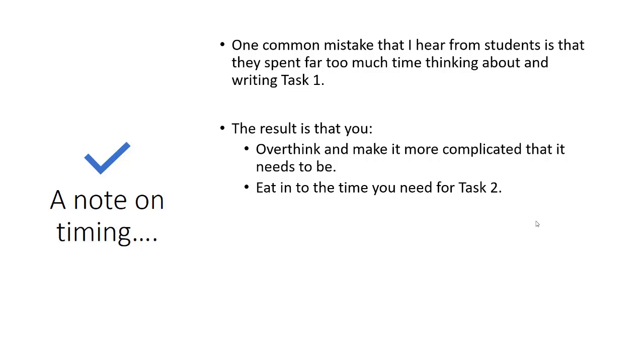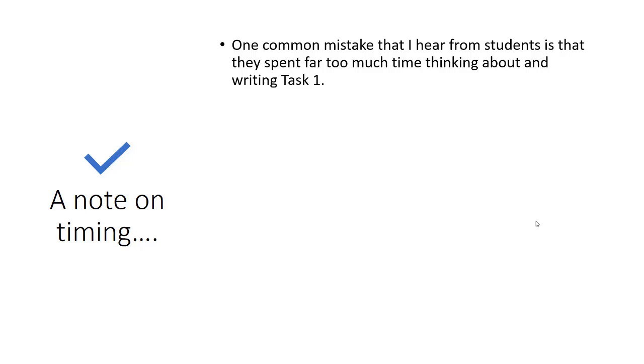If you don't have enough time for task 2, you've just messed up task 2, which is 2/3 of your test. The person who spends 35-40 minutes on task 1 normally doesn't write as good a report as someone who spends 20 minutes. This person who spends 35-40 minutes on it is overthinking everything. So what do I mean by that?